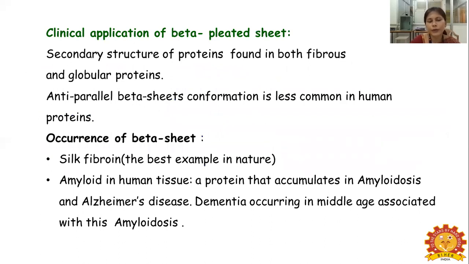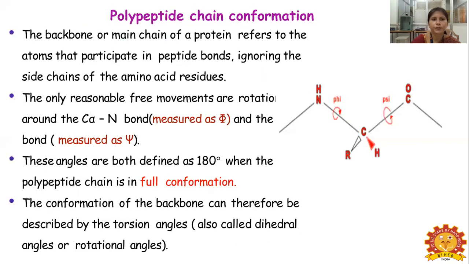So what is the clinical application of the beta pleated sheet? It is a secondary structure of protein found in both fibrous and globular proteins, and the anti-parallel beta sheet conformation is less common in human protein. So where can we find this beta sheet? Silk fibroin is the best example of the beta pleated sheet, and apart from that, amyloid in human tissue. It is a protein that accumulates in amyloidosis and Alzheimer's disease, which is dementia occurring in middle age associated with amyloidosis.